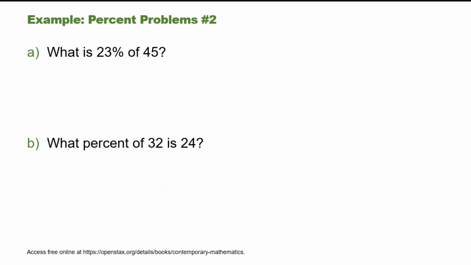Example, percent problems number 2. What is 23% of 45 for part A? Well, again, we're thinking part equals percent times total. We have the percent, we have the total. So we'll take 23 divided by 100 multiplied by 45. That will give us our part from our equation. And that value is 10.35.